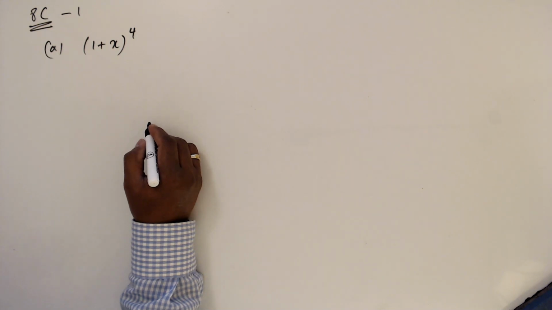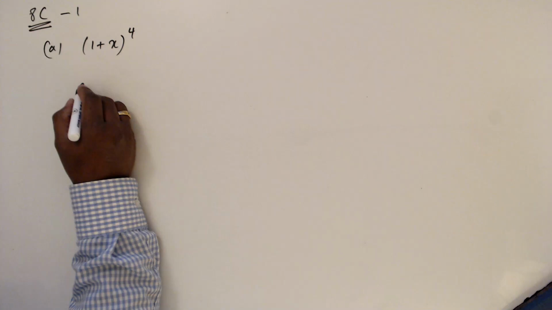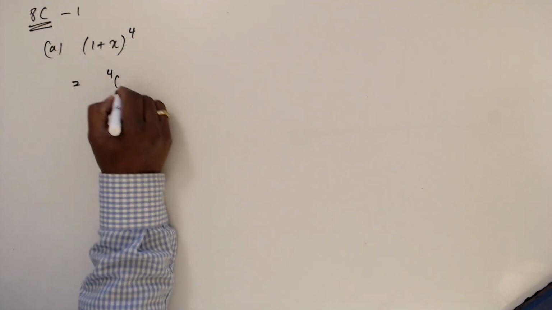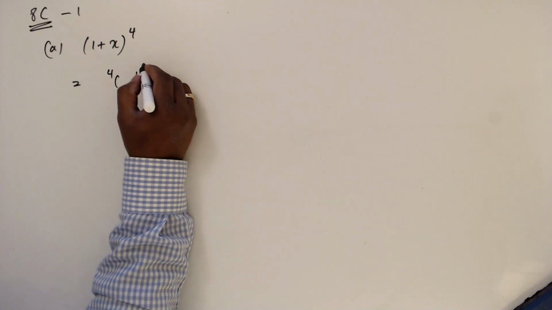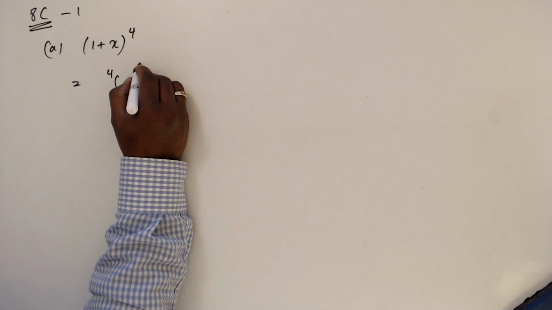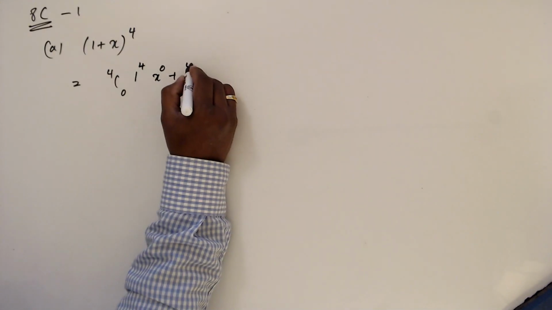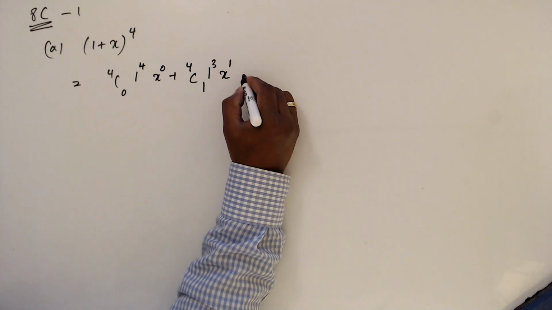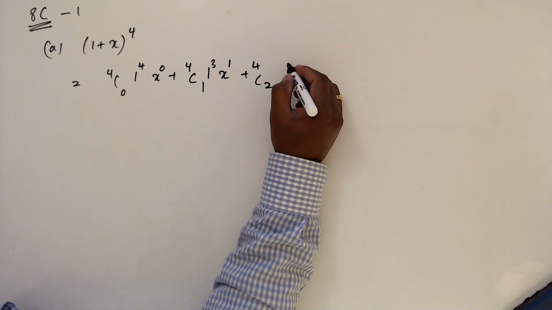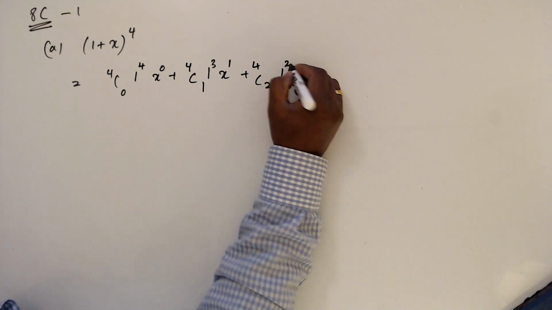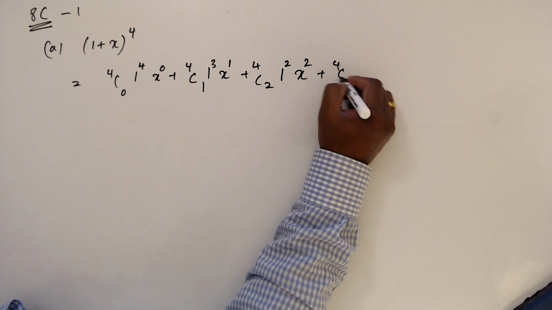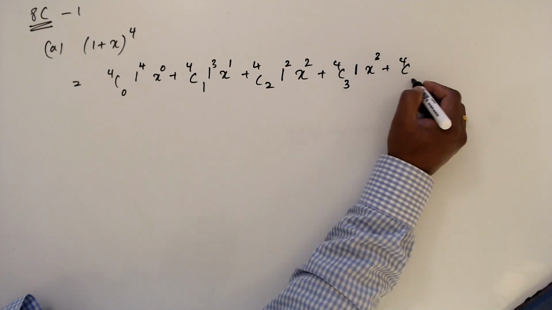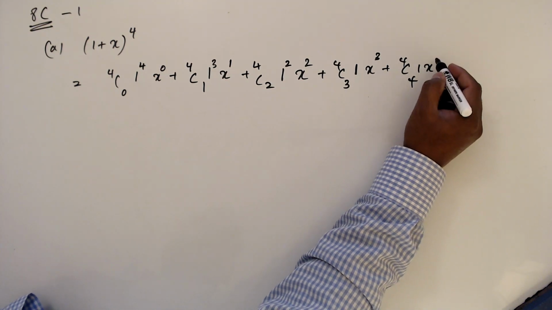8C question number 1, part A, just expansion. So we already know this kind of expansion. 4C0, 1, x^0, 4C1, 1, x^1, 4C2, 1, x squared, 4C3, 1, x cubed, 4C4, 1, x^4.